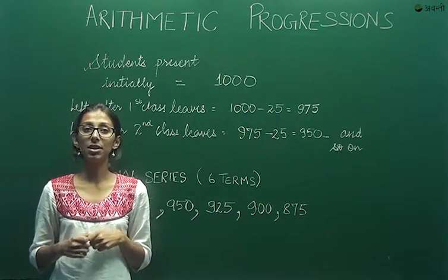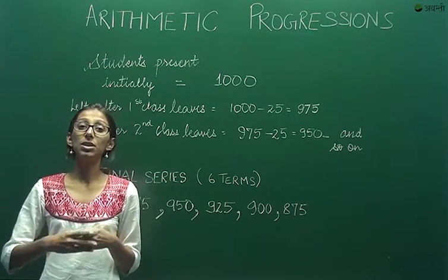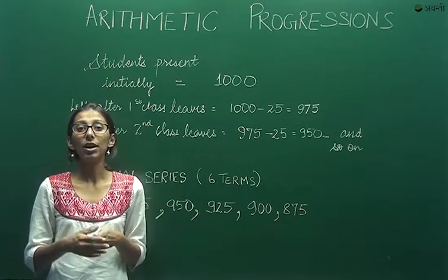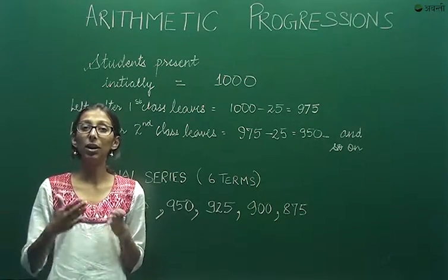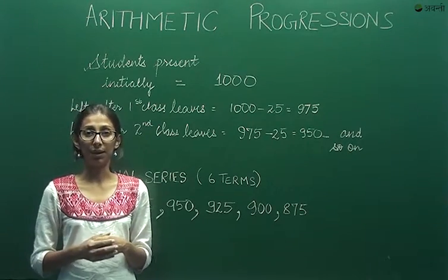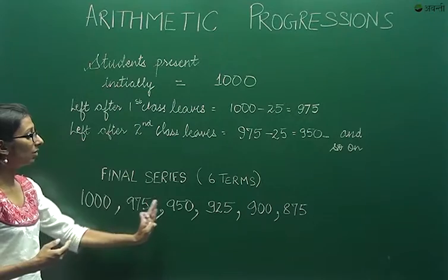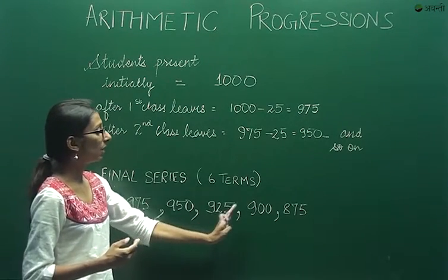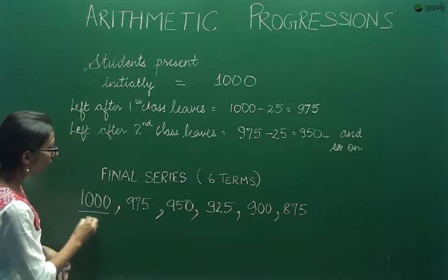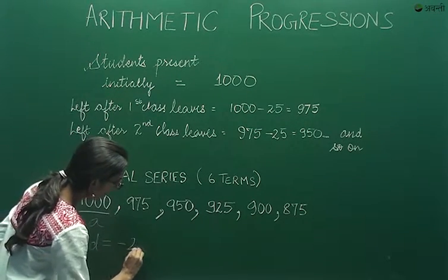If you observe this carefully, this will create a situation of an AP. Because in every term I am reducing it by 25 or I am adding minus 25 to every term to get the next term. So this does form an AP and the first 6 terms of my AP would be 1,000, 975, 950, 925, 900, 875, where 1,000 is the first term and D, which is the common difference, is minus 25.